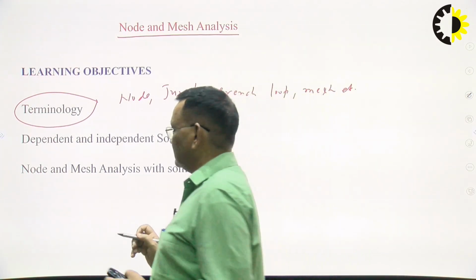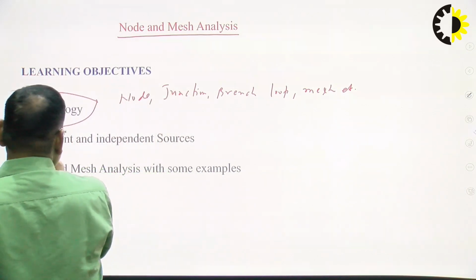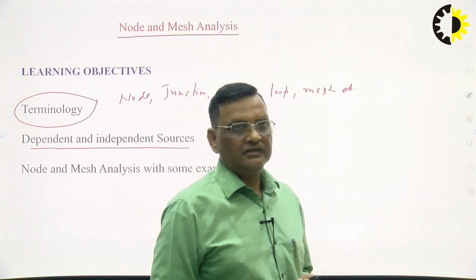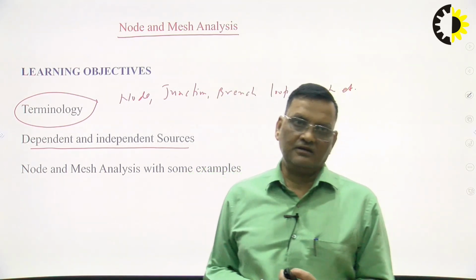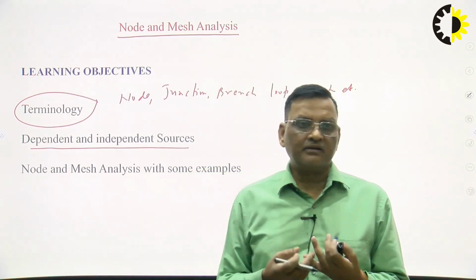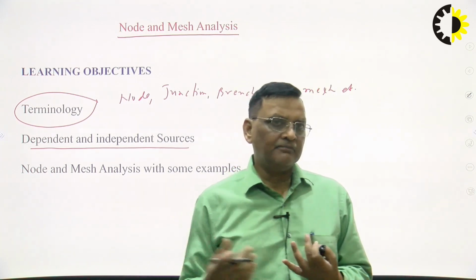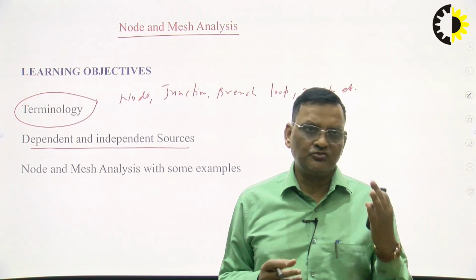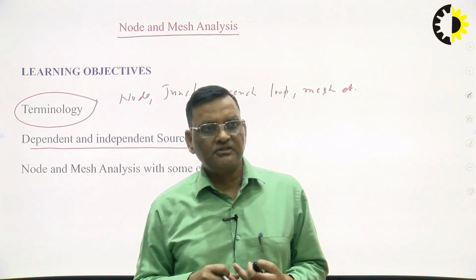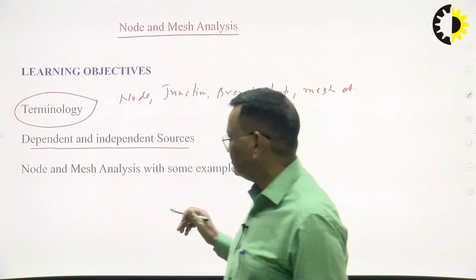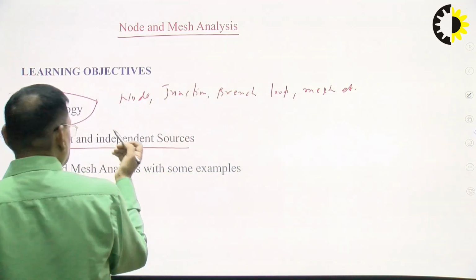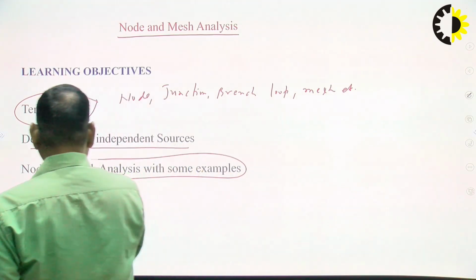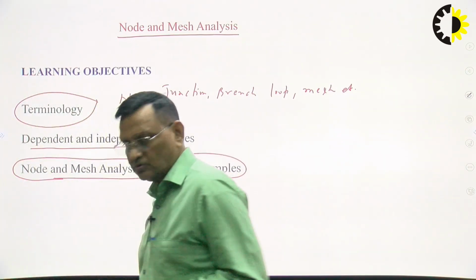Then we will discuss the dependent and independent sources. What is the difference between independent and dependent sources, and how are they presented in the given network? How can you identify that this source is dependent and this source is independent? And last, we will carry out the node and mesh analysis, which is the topic of today, and with some examples we will try to explain it.